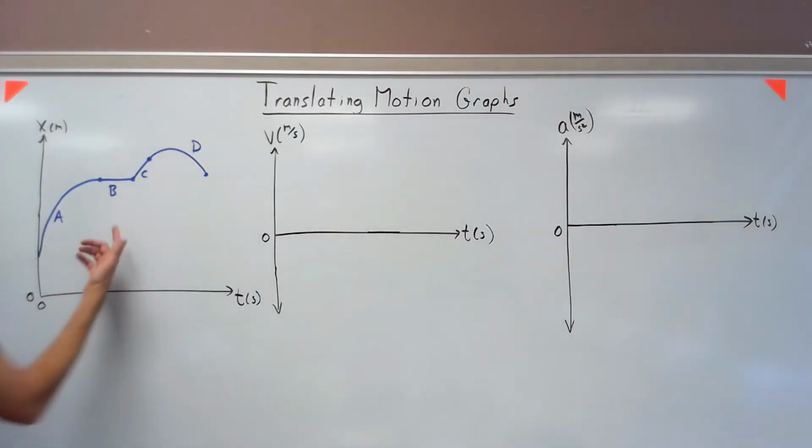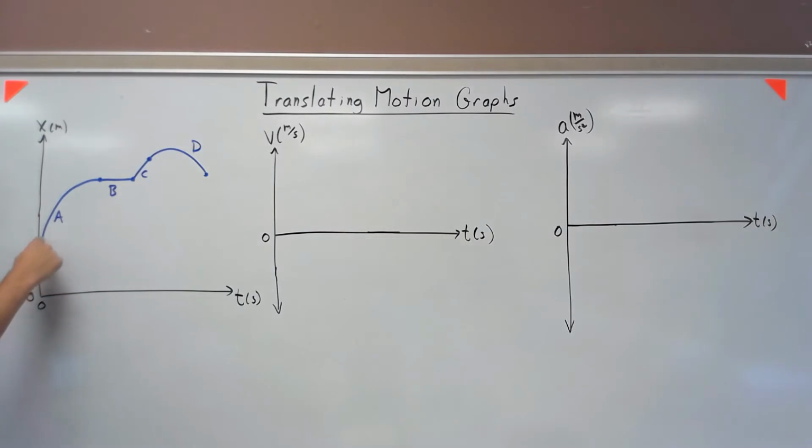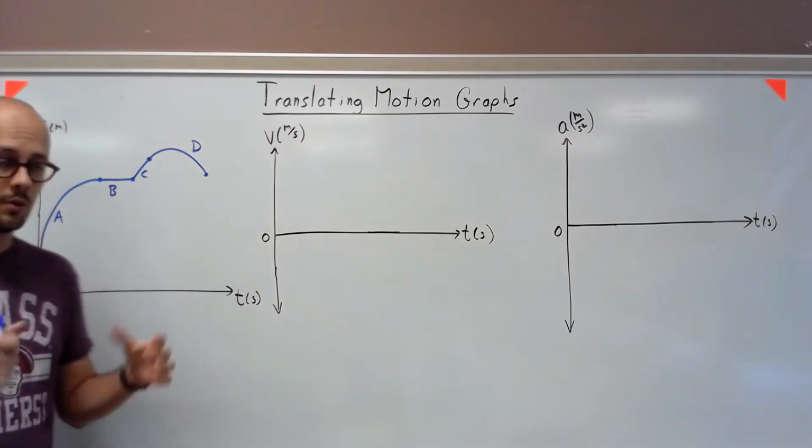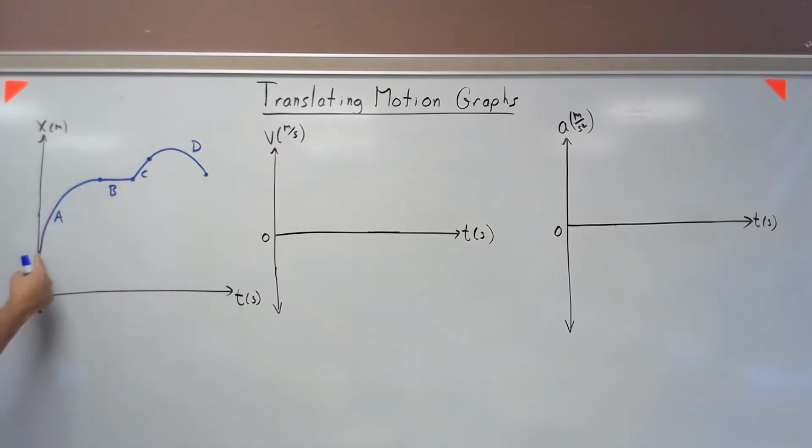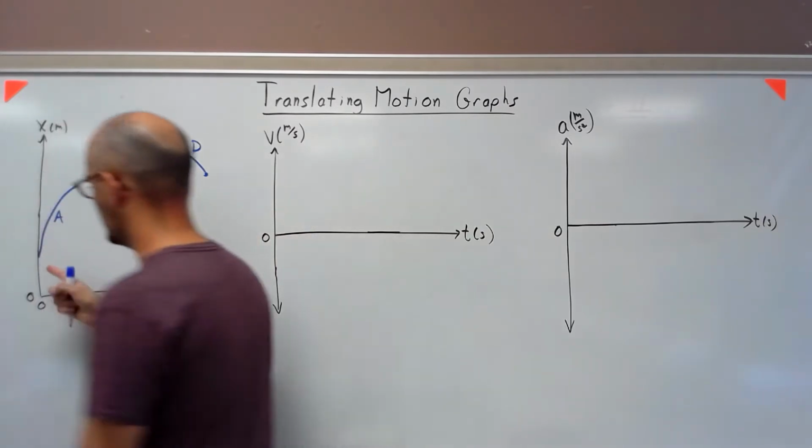So I tried to make a bit of a crazy graph. This is a curved line. That's a straight line, that's a straight line, and then that's obviously a curved line. And so this is a little complicated, but we use our same concepts. So the first concept is the slope of the position graph tells you the value of velocity. And so this is the hardest part to decode.